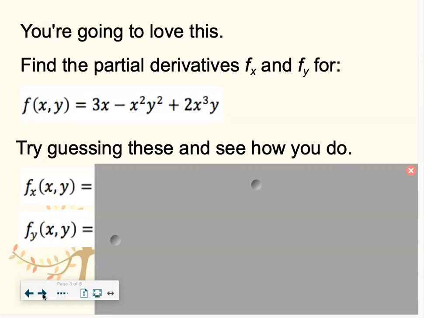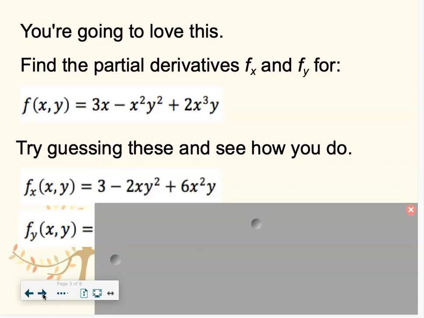So the derivative of 3x with respect to x is 3, right? The derivative of negative x squared y squared is just negative 2x y squared, because y squared is just like a constant, like a coefficient. The derivative of 2x cubed y would be 6x squared y. So your partial with respect to x is 3 minus 2xy squared plus 6x squared y. Yes, Ian?